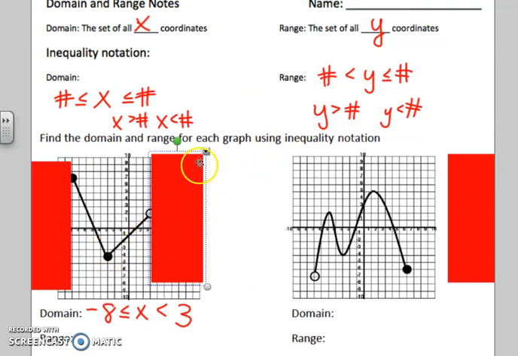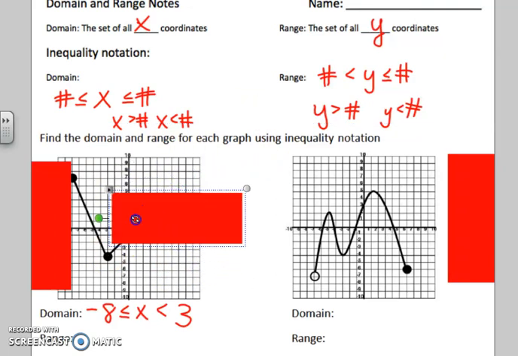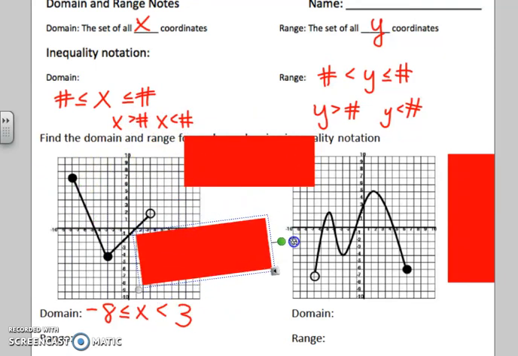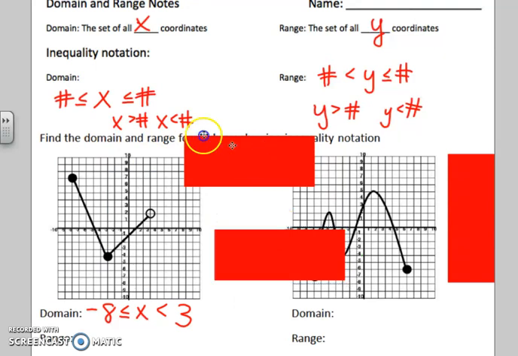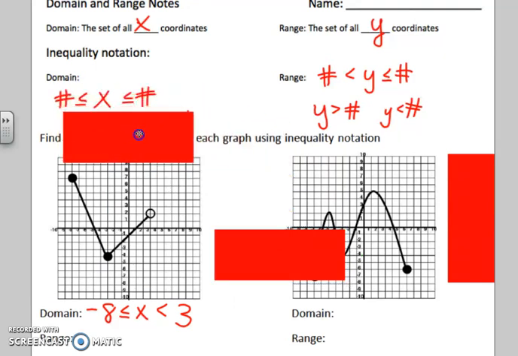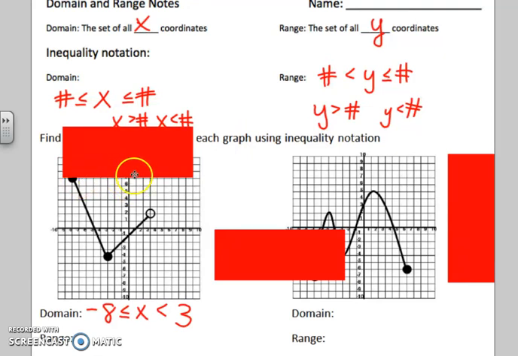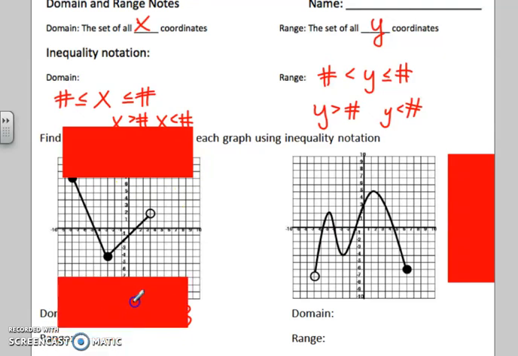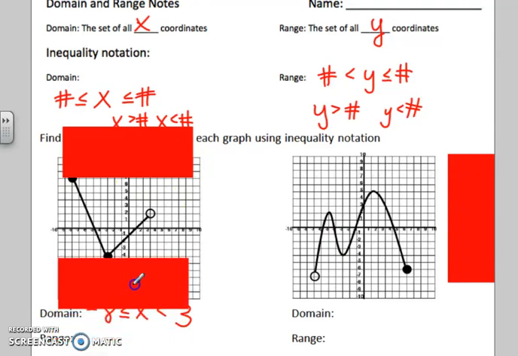So now for the range, I'm going to turn this on its side, because range deals with up and down. Okay, so the highest this point goes, I'm going to start from the top and go all the way down until I hit a point. Okay, that was at a 7. Same thing, I'm going to go all the way from the bottom and go until I hit a point right there. So this can be between a 7 and it can go all the way down to a negative 4.